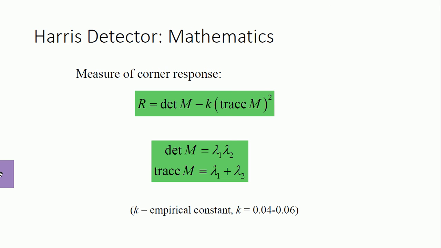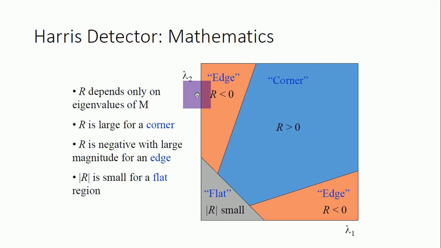The measure of the corner response R equals the determinant of M minus k times the trace of M squared. The determinant of M equals the multiplication of the lambdas, and the trace is the summation of the lambdas. R depends only on the eigenvalues of M, and R is largest for corners, negative with large magnitude for edges, and small for flat regions.